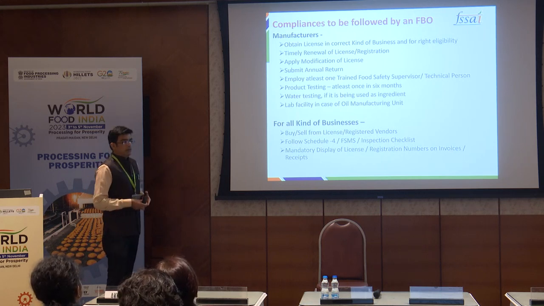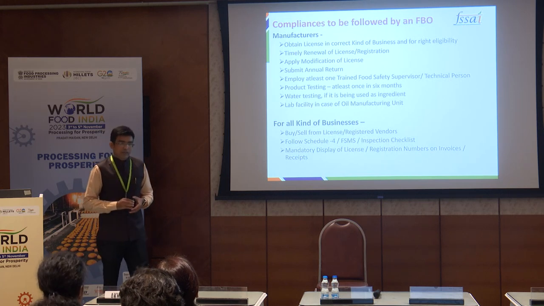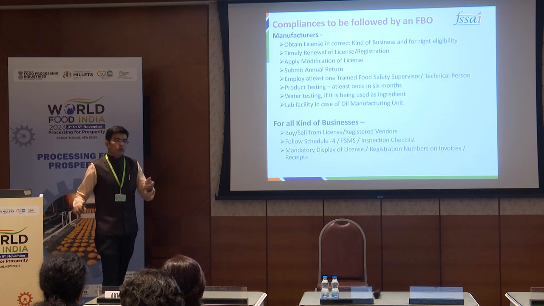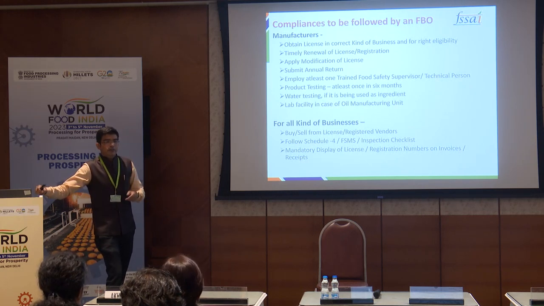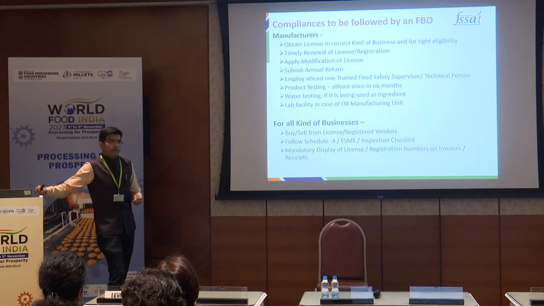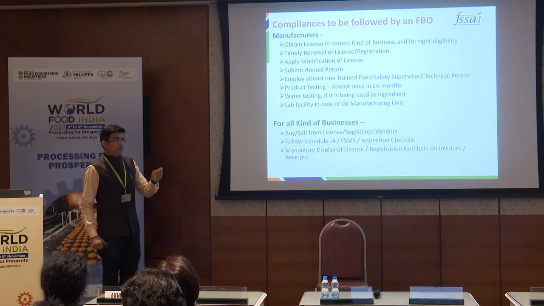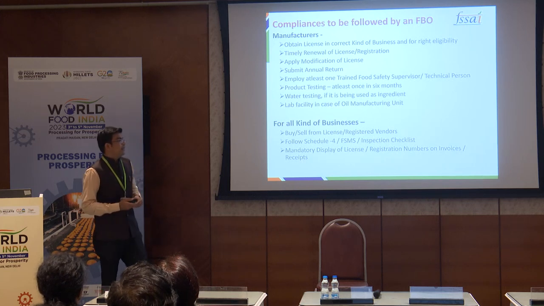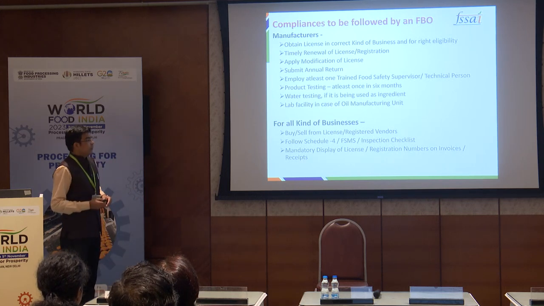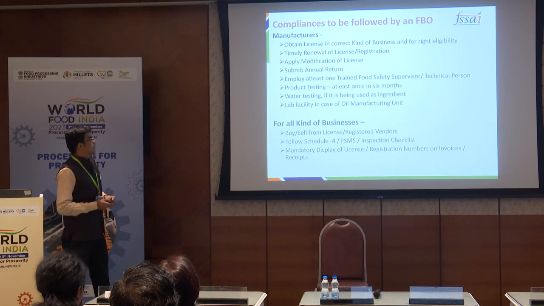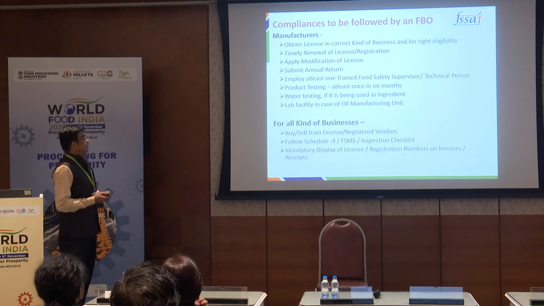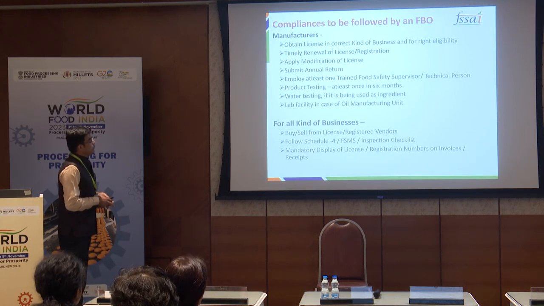The onus is on you to keep the authority up to date with the information as applicable to your food business unit, be it a change in layout plan, a change in the list of directors, or a change in those two key employees, the technical person or the Form 9 nominee. These kinds of modifications should be done on time. Then submission of annual return.